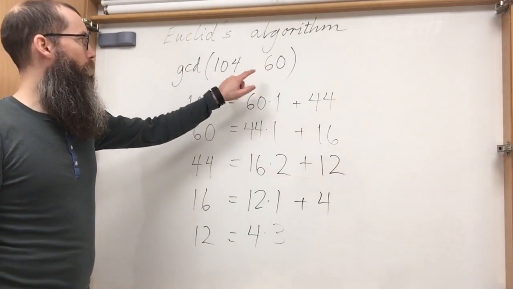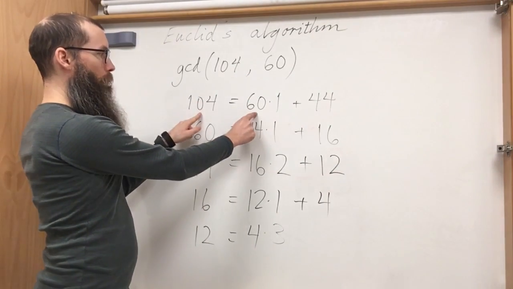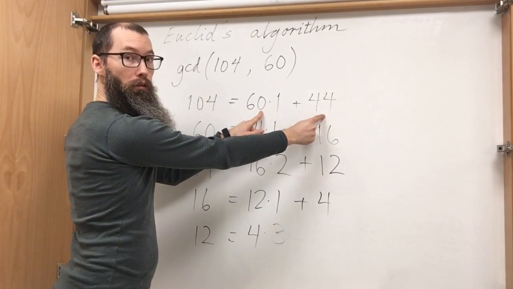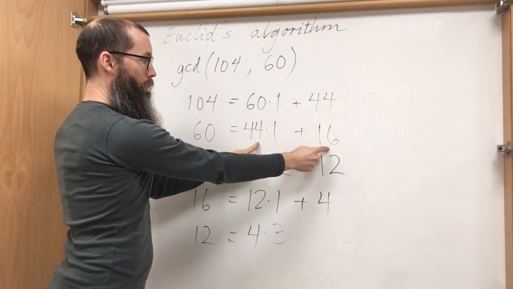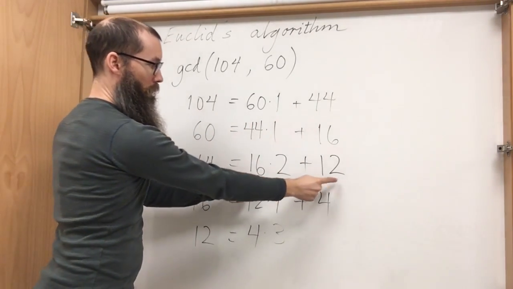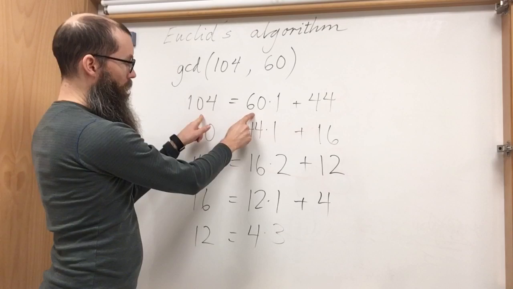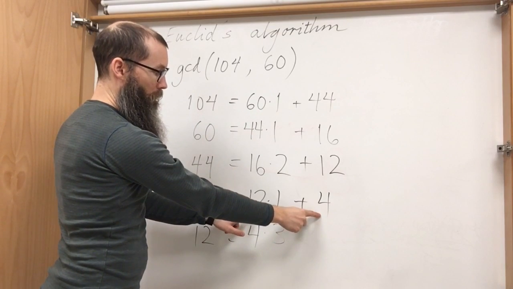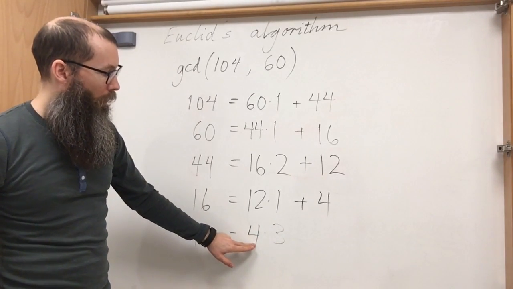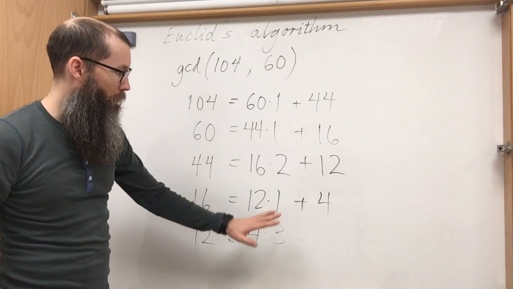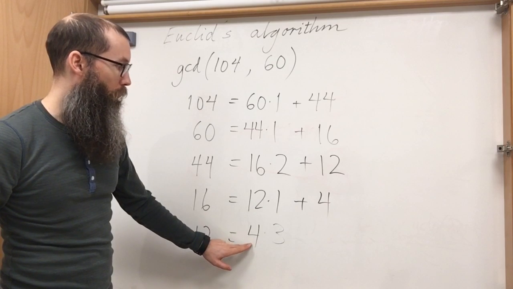Our initial problem was to find the greatest common divisor of these two numbers. And using the quotient remainder theorem, the greatest common divisor of these two is the same as these two. And the greatest common divisor of these two is the same as for these. And the greatest for these is the same as for these, and so on. So the greatest common divisor of these two numbers is the same as the greatest common divisor of these two. However, 12 is a multiple of 4. So the greatest common divisor of these two has to be the value of the smallest one. And it's 4 in this case.